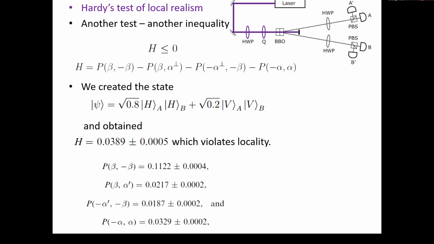If this h is negative, we have local realism. If this h is positive, we have violated local realism. Our h turns out to be much higher than 0. Look at the standard deviations here, much higher. So we have violated local realism once again.